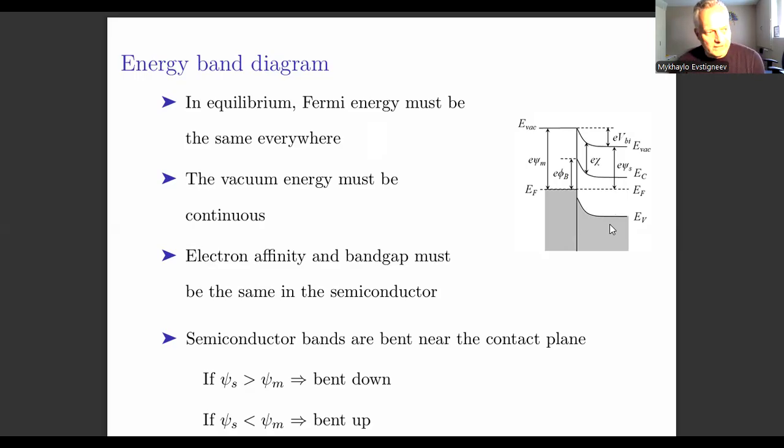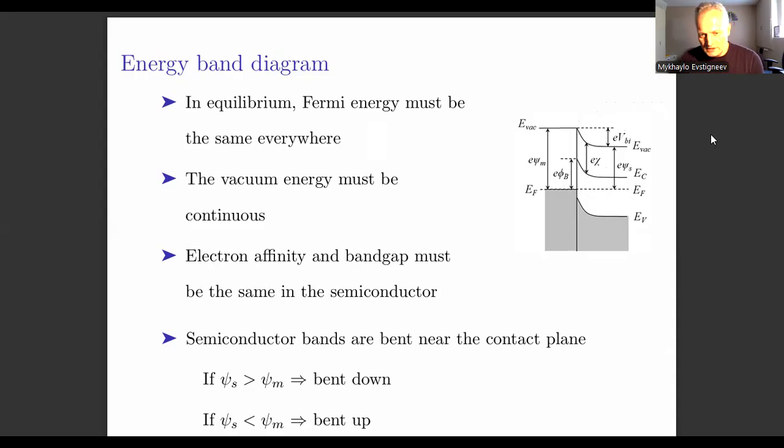The sign of the band bending depends on the relationship between the metal and the semiconductor work functions. If the semiconductor work function is greater than the metal work function, then the semiconductor bands will be bent down, so to speak. Here in this figure, the bands are bent up, but if the bands are bent down, then they go like what the cursor does here. So let's say this is the vacuum energy, steady, steady, steady, and then it goes down. That's if the semiconductor work function is higher than the metal's.